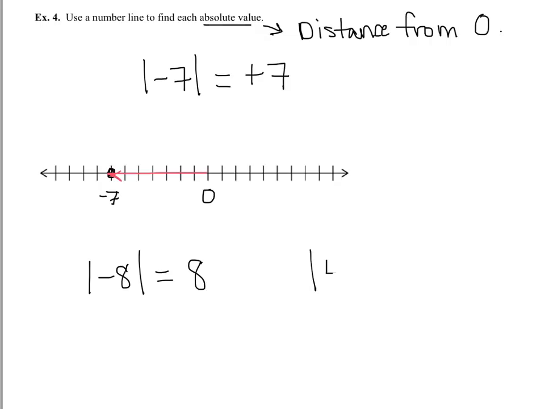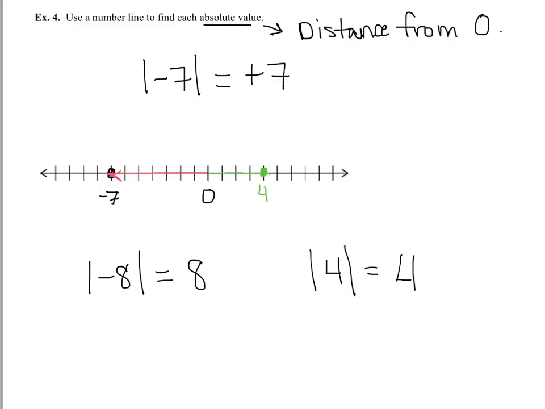But be careful, because the absolute value of 4 isn't negative 4, because remember, we're talking about distance. The absolute value of positive 4 is still a positive 4, because absolute value is absolutely, absolutely always positive. And if I graphed 4 on this number line, and I counted the spaces from 0, it would be 1 space, 2 spaces, 3 spaces, 4 spaces. There's no such thing as a negative space. There's always positive spaces. So my absolute value of 4 is 4.